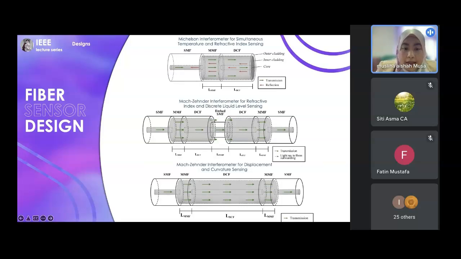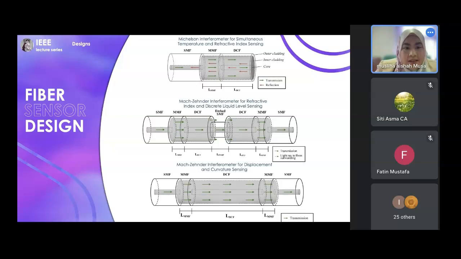And in the second, I put an SMF at the middle of my first design, so that here I can sense discrete liquid level. And then for the third one, I just elongate the DCF, and then I do displacement and curvature sensing. So here we can achieve that by playing around with the structure, and then we can achieve different parameters.